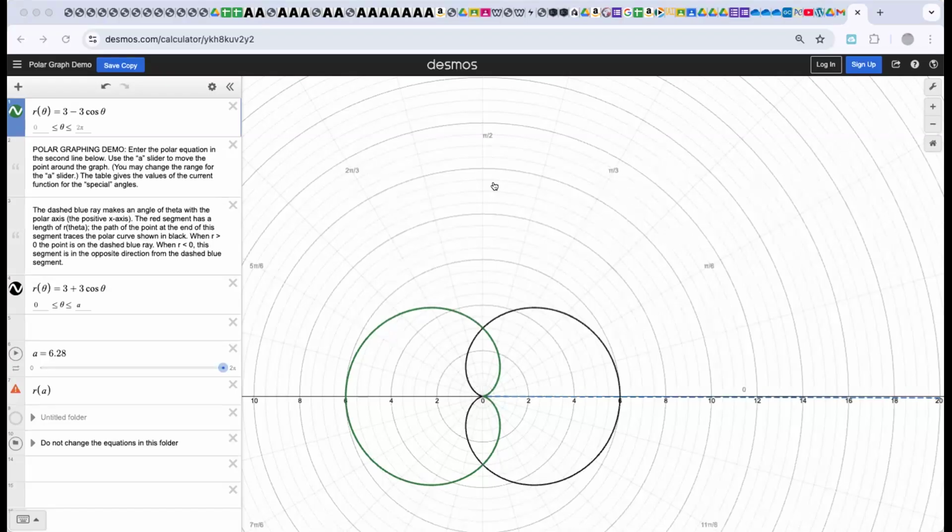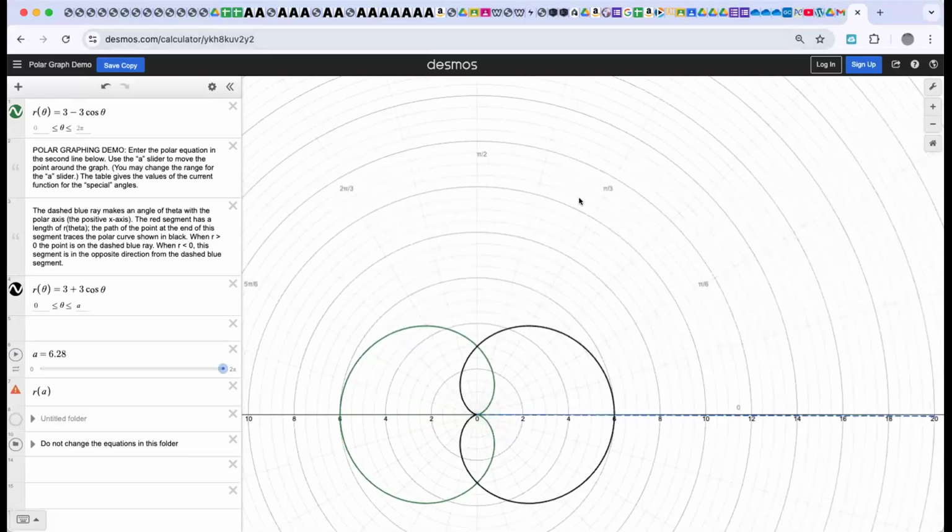Oh, I can't paste. 5 plus 3 cos theta. Let me show you. I'm going to erase this graph, okay? 5 plus 3 cos theta. Do you see it? Now we are talking about the second category of limacons, where you have A and B values in here. But how do you think this graph is going to be? This is going to be a dimpled limacon, right? So first let's see how the graph is going to be.